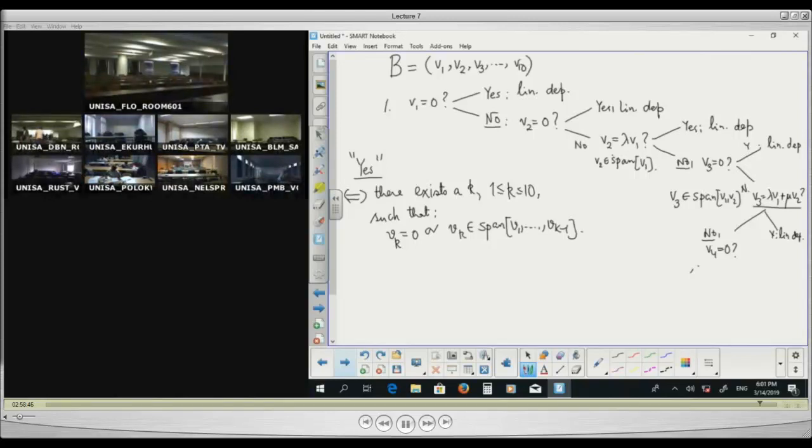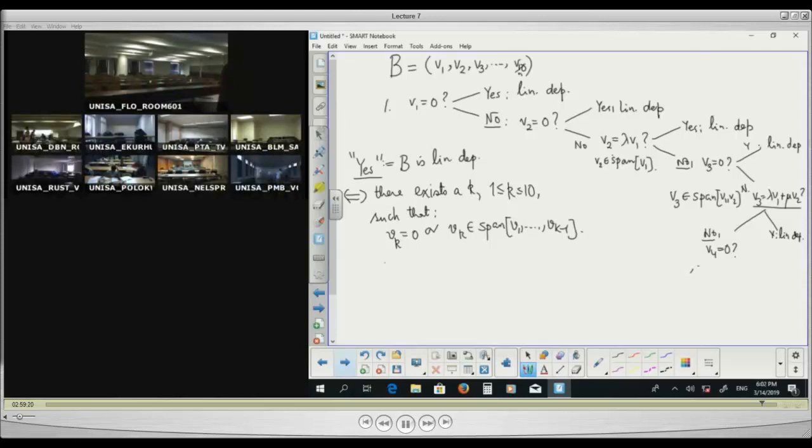So that's the proposal, that for a list of vectors, there's nothing special with 10, you can do it with any n. So a list of vectors is linearly dependent if and only if there exists a k between 1 and n, so that either Vk is 0 or Vk is a linear combination of the previous ones.